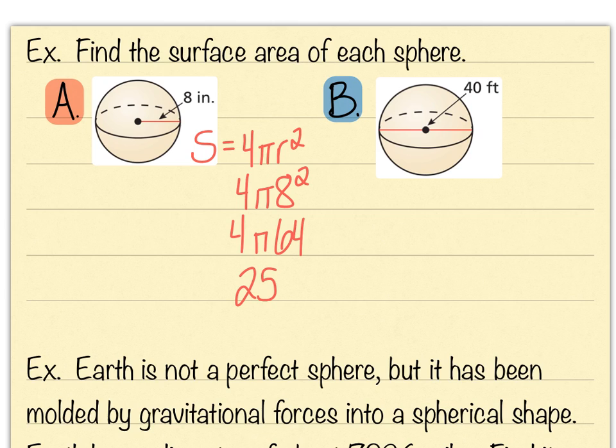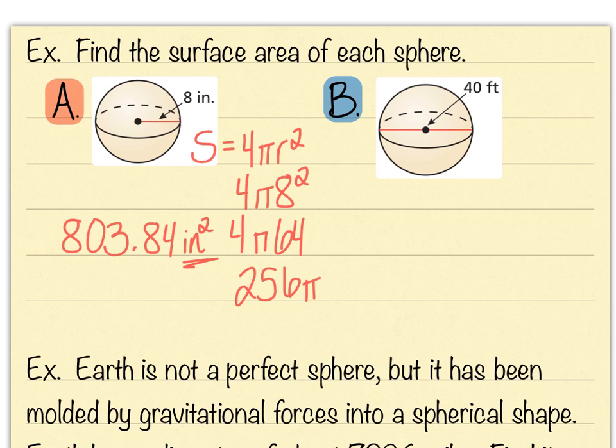So if we had to write our answer in terms of pi, we would write 256 pi. If we want to round our answer, now it doesn't say what to round it to, let's just say to the nearest hundredth, we would multiply 256 by 3.14, or you can use the pi button. I'm going to use 3.14, and that should give us 803.84 inches squared. It's still area, so we still do inches squared.